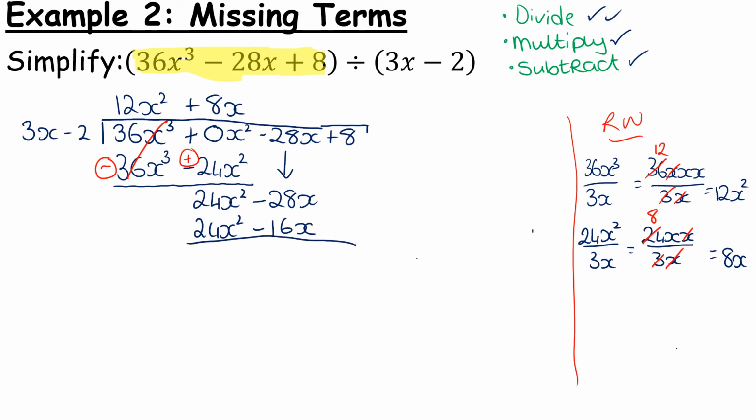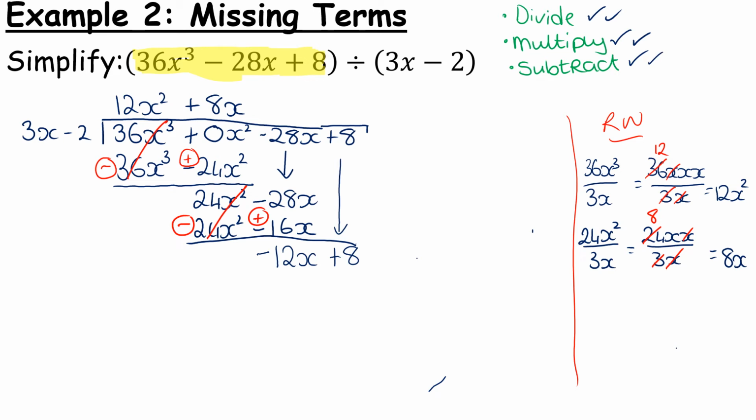So that was my divide and my multiply. So let's go along to my subtract. So this becomes a minus, and here becomes a plus. My 24x squareds cancel. And I'm left with minus 28x plus 16x, so I get a minus 12x and a plus 8 here. So I've done my subtract.